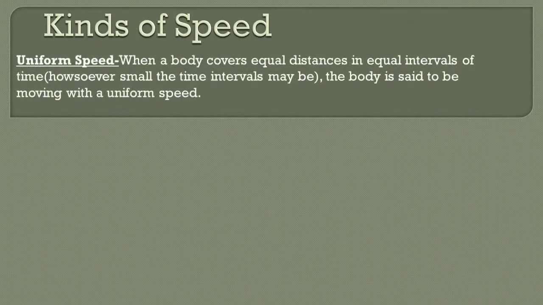Uniform speed, non-uniform speed and average speed. As we have seen about the motion, we have seen the uniform motion and non-uniform motion. In the same way we will see about the speed also. So first we will see the uniform speed.